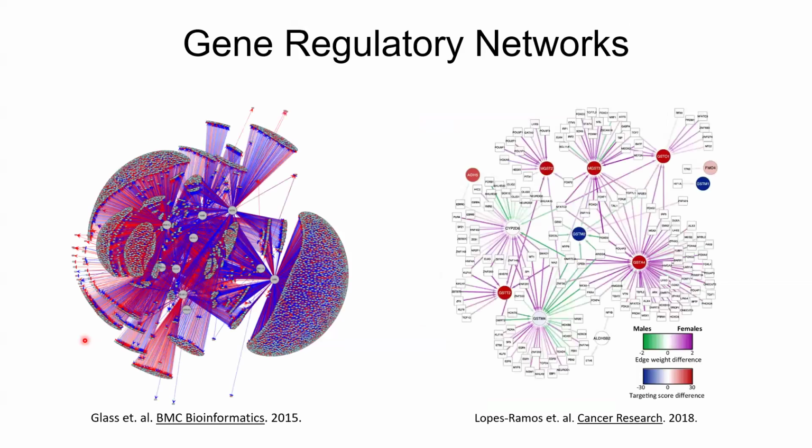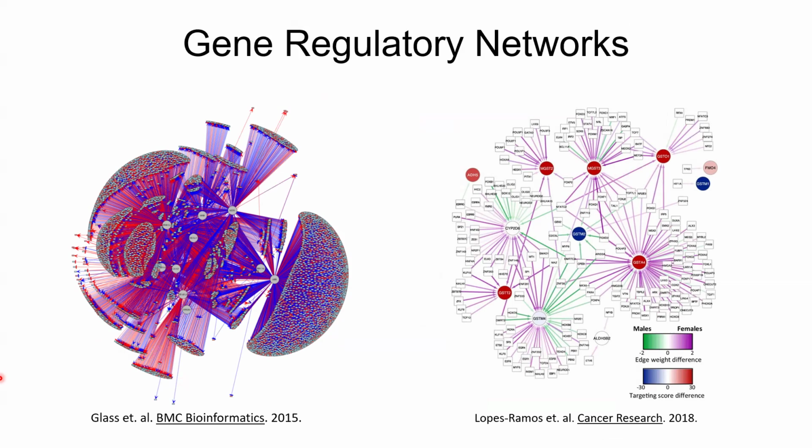Here are two example papers studying gene regulatory networks. On the paper on the left, the authors studied the difference between angiogenic and non-angiogenic subtypes of ovarian cancer. The colors of the edges represent whether or not these regulatory networks were found in the angiogenic subtype or uniquely to the non-angiogenic subtype, shown in red and blue respectively.